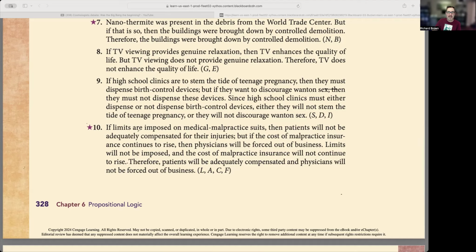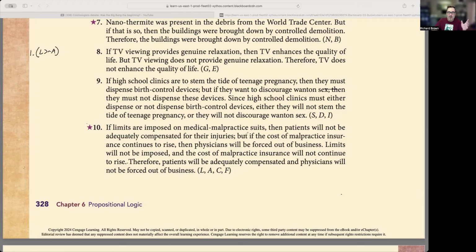Okay. So we have L for limits are imposed on medical malpractice suits, and A for patients will be adequately compensated. If so, that first premise, the first part of it anyway, says L horseshoe tilde A. We know that that's the first part because of the semicolon. People don't really know what to do with commas and semicolons in English. But in logic, they represent grammatical issues having to do with main operators and where parentheses go. So a semicolon really means these ideas are related, they're separate, but not fully separate sentences. So this is one thought in a sense.